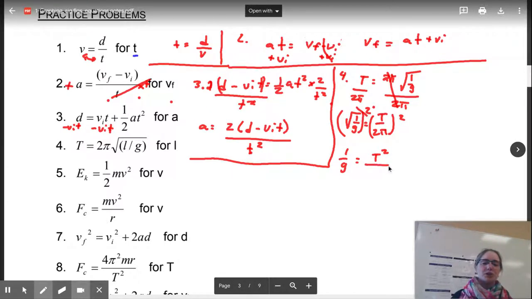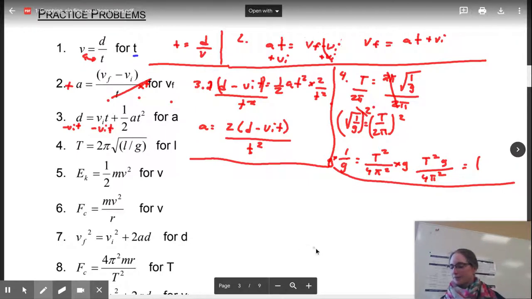So t squared, 2 squared is 4, and pi squared is pi squared. And then I can multiply both sides by g and get rid of that g. Okay, so when I write this out, I would have t squared times g divided by 4 pi squared is going to equal L. Sounds good? Awesome.